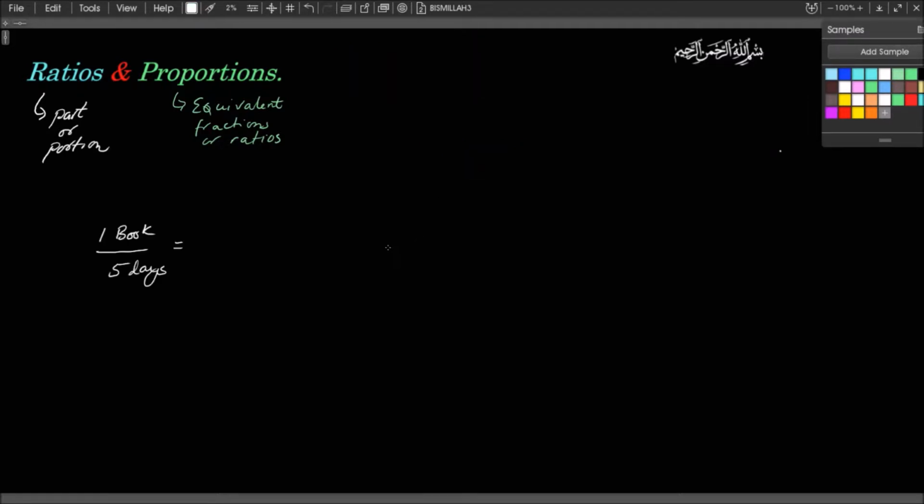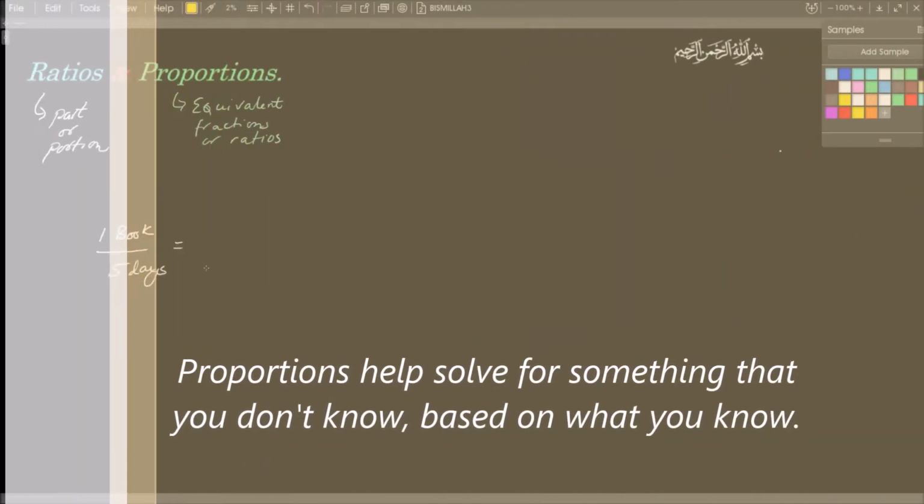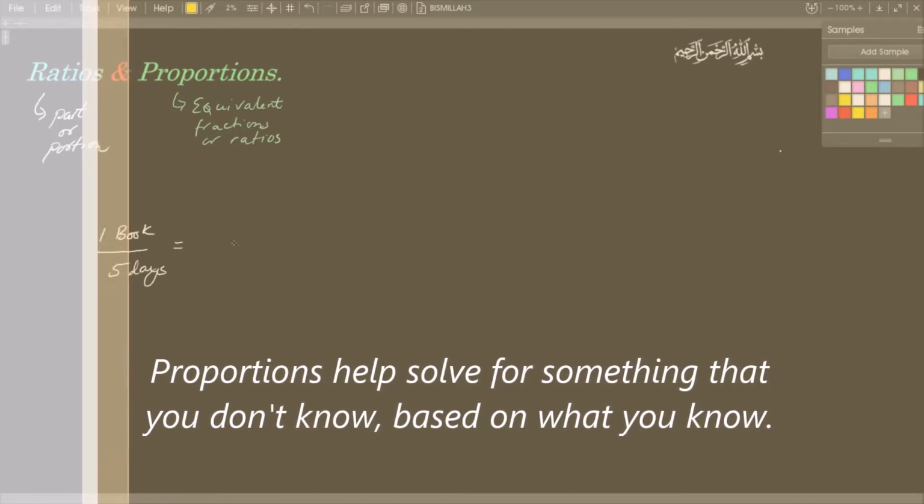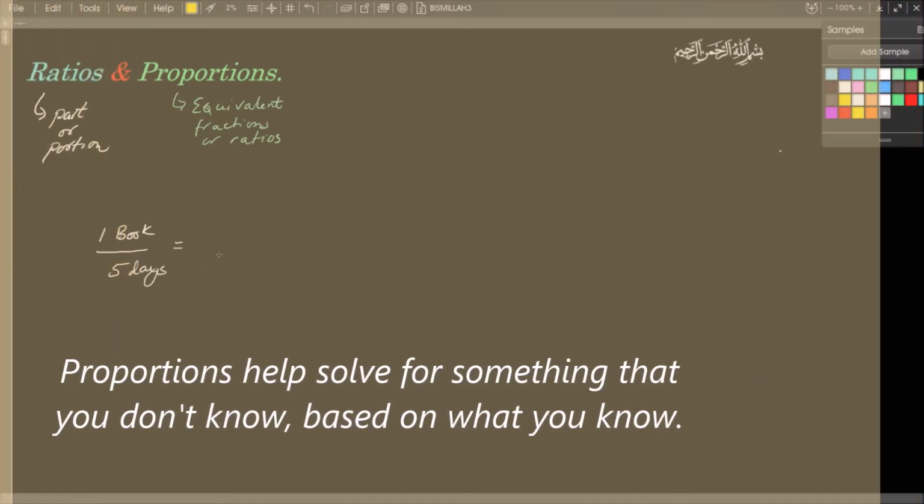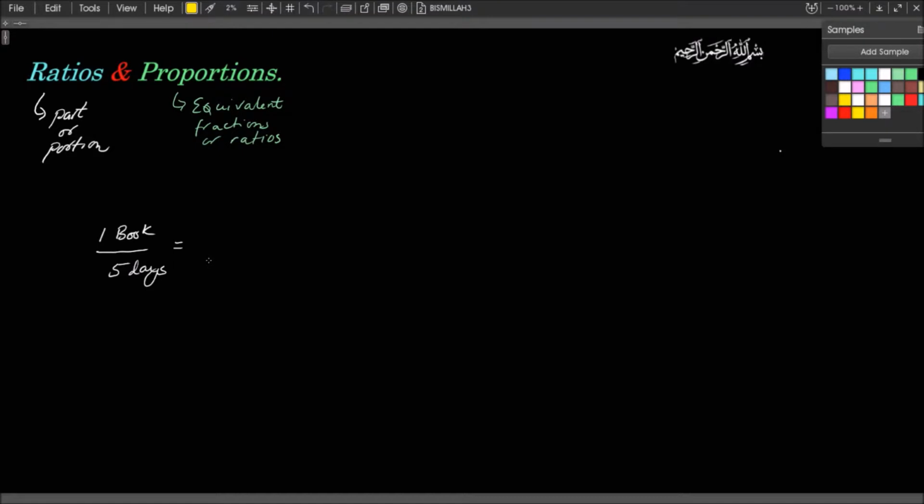Now, proportions are very helpful because you can use them to solve for something that you don't know based on something that you do know. For example, you read 1 book in 5 days. How many books would you read in 120 days? Well, you can set up a proportion like this. 1 book in 5 days. How many books in 120 days?